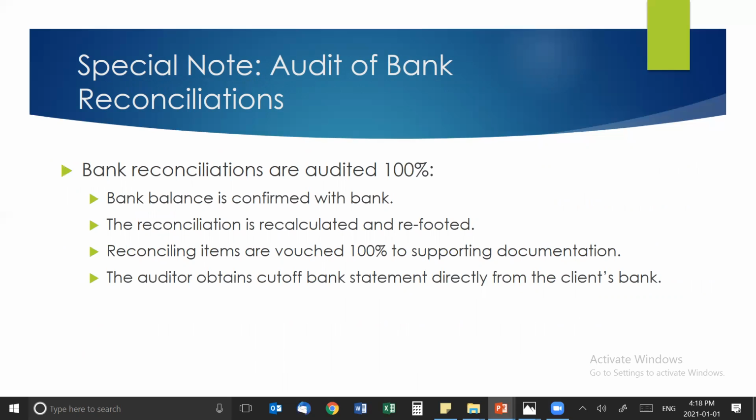Bank reconciliations are audited 100%. So the bank balance is confirmed with the bank, like I showed you the confirmation. The reconciliation is recalculated and refooted. Reconciling items are vouched to supporting documents. And we would get the bank statement directly from the client's bank. Okay, so we want to make sure we audit this 100% because there are a lot of errors that can happen with this account.